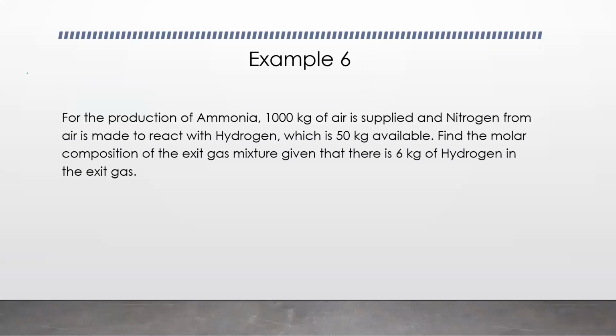Nitrogen supplied is obviously 790. No, sorry, it's 1000 kg of air, so 770 kg, right? Because in air, 77% of nitrogen is present by weight. And then hydrogen is 50 kg. All right, hydrogen is 50 kg, and oxygen supplied would definitely be 230 kg.